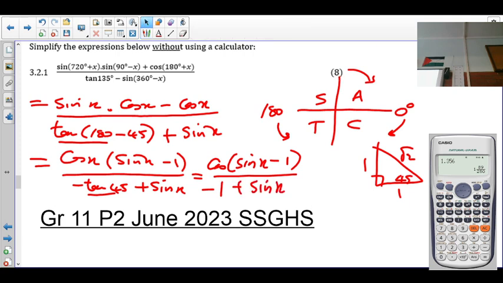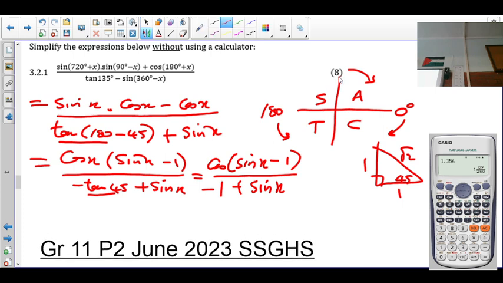So what do we do now? We take out negative as a common factor. Sine x minus 1 is the same as negative 1 minus sine x, no? So what happens? They cancel. So the answer is cos of x. Just check if that's correct.